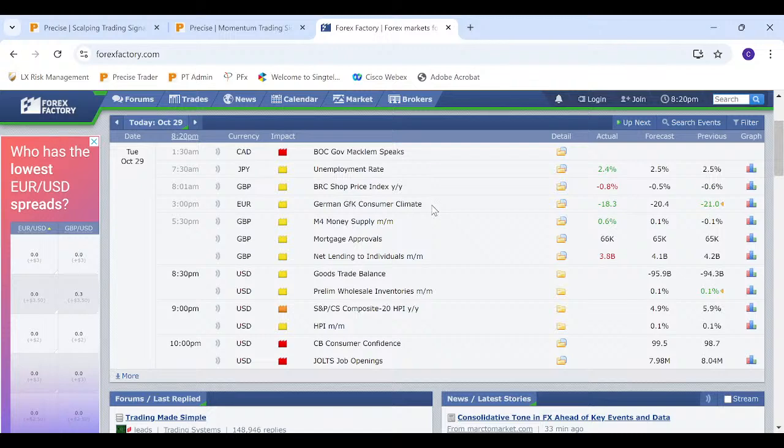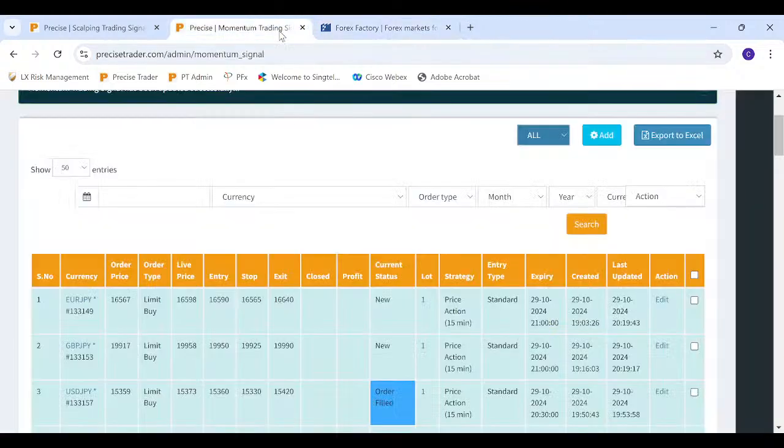So today at 2200 hours we have CB consumer confidence, and we have JOLTS job openings. As of now I think we don't have any data, so we are still safe, and we can still go for the trade. It's only another 1.5 hours before we get the data. So I think we can still be in the trade. Try to enter these two.